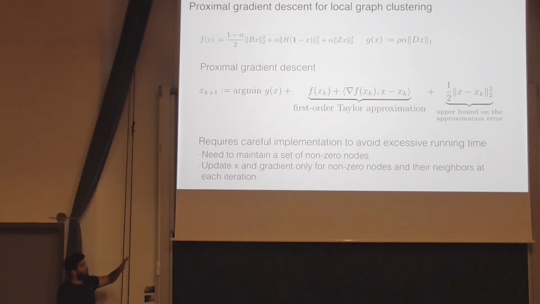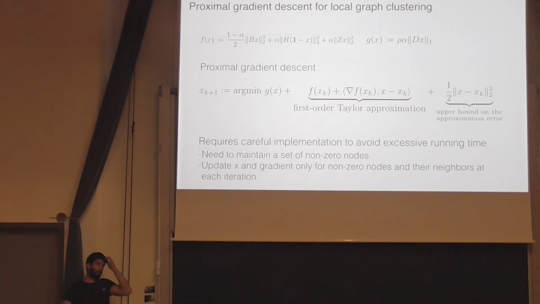We don't do anything with it, but we make a first order approximation of the function f, the objective function, and then we add a quadratic, which is essentially an upper bound on the approximation error. So in this particular problem, this subproblem has a closed form solution, so it's very inexpensive. But what is important is how you implement it, right?